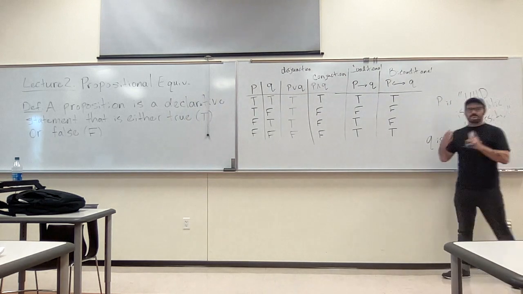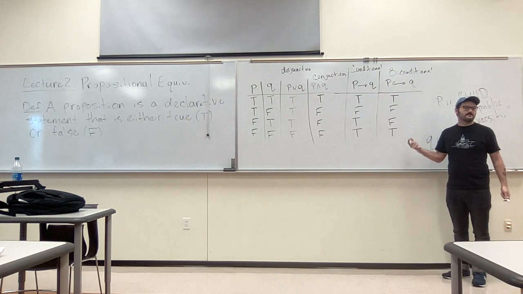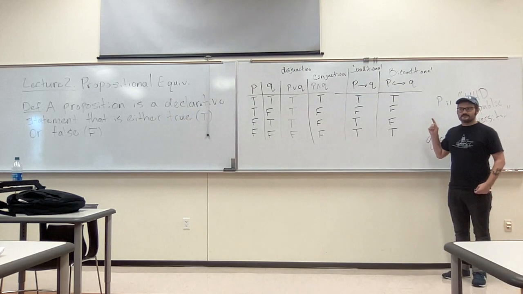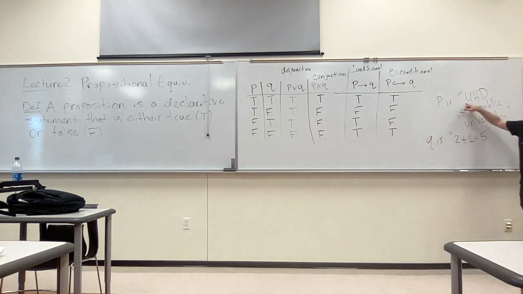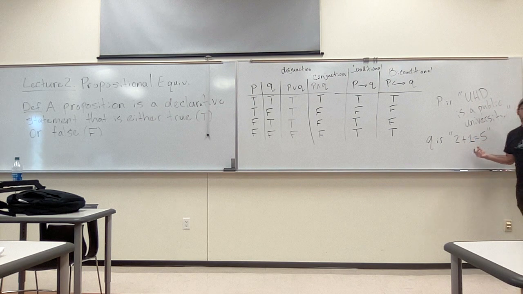If the conditional is never met, you don't have to consider what comes after it. You only have to consider when the hypothesis is met. So for example, if UHD is a public university, then 2 plus 1 is equal to 5. That's false. Because the if statement is true, you then have to check the conclusion, which is false.